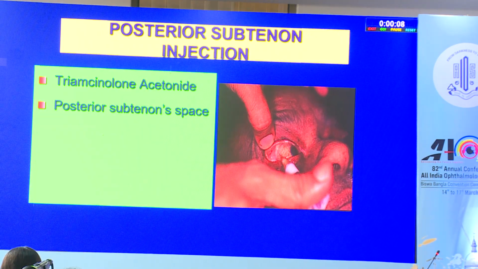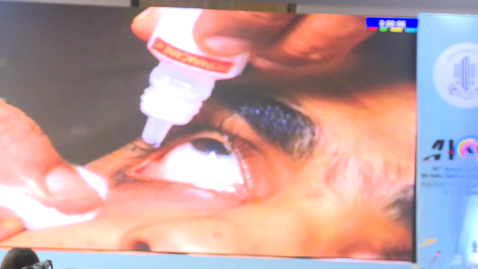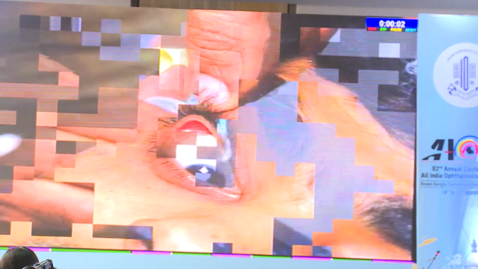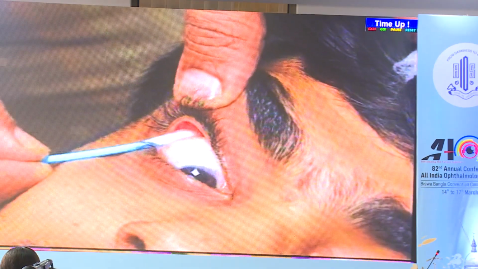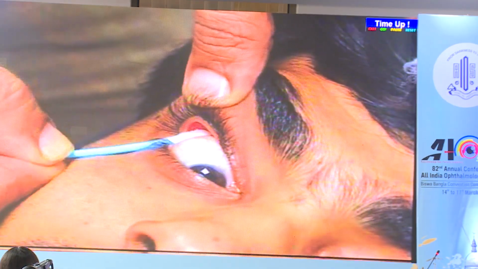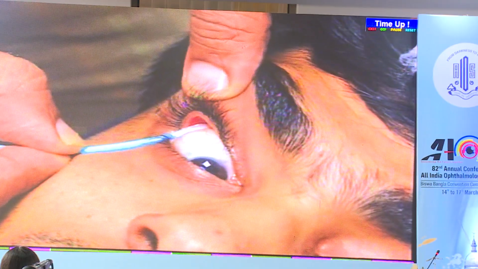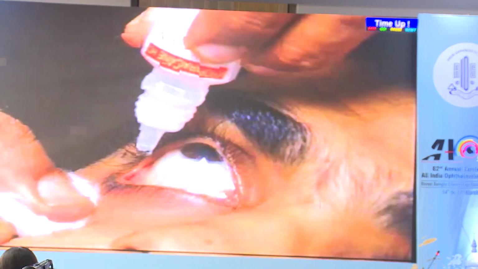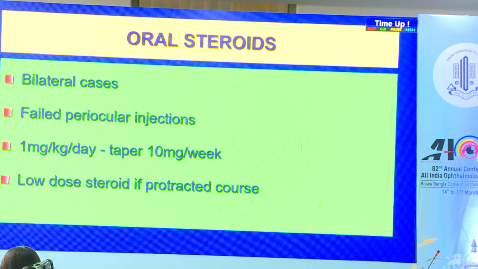These are triamcinolone acetonide given in the posterior subtenon space, and there's a video showing the cotton bud applicator. If you apply that on the supratemporal quadrant, there's very little pain in the eye, and one can give the injection in the superior temporal quadrant. Bilateral cases, oral steroid is required.